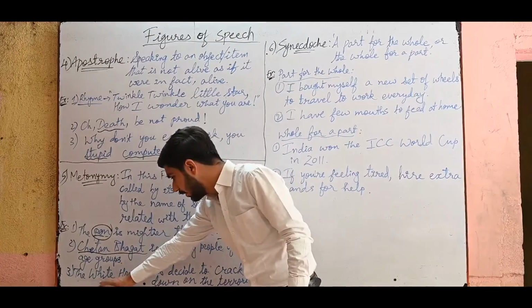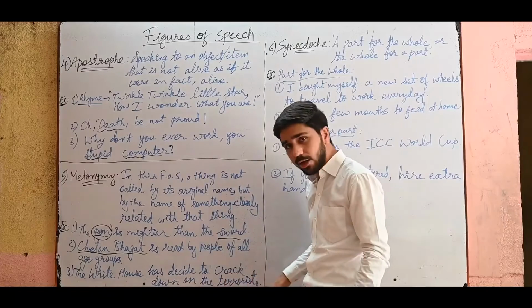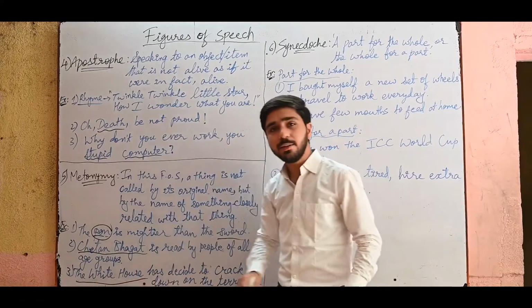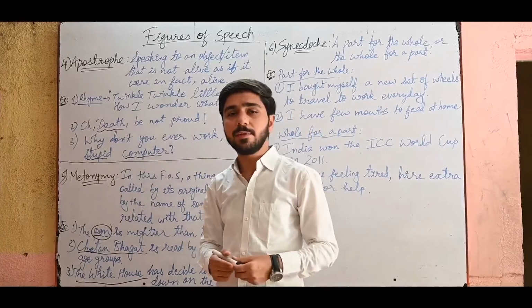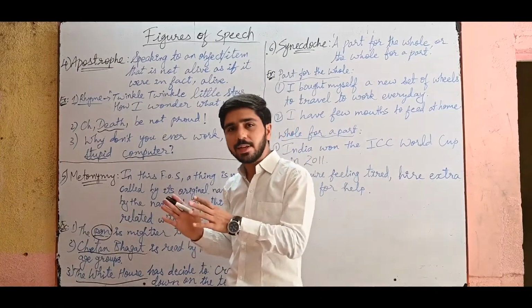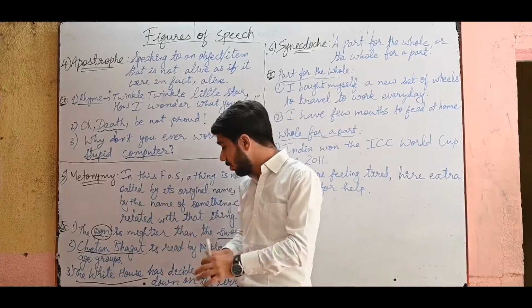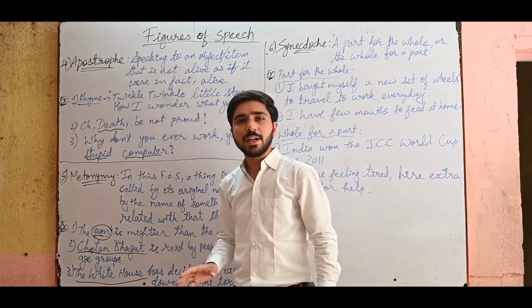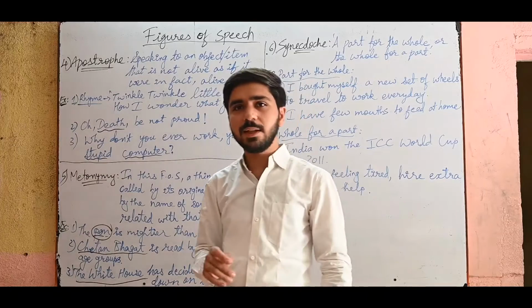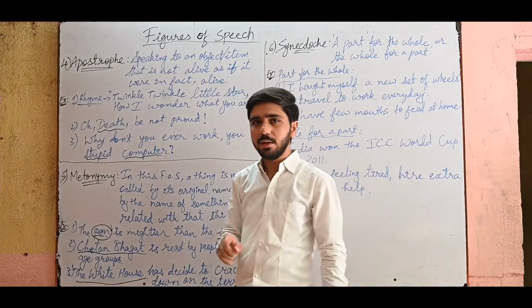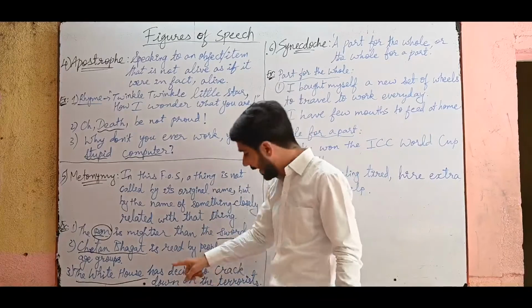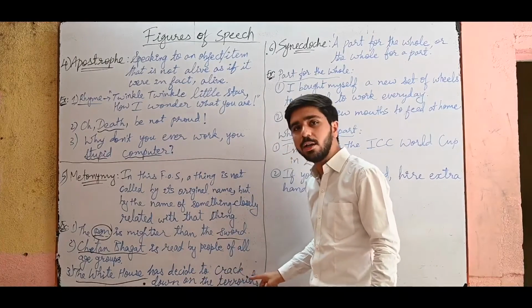Next, the White House has decided to crack down on terrorists. Now, students, we all know that the White House is in the US, and the president of the US, whoever is the president, stays in the White House. So here, the White House has decided to crack down on terrorists, meaning to attack them. But actually the house is a non-living thing. It cannot decide anything. A person who lives in the White House, the president of the US, has decided to crack down, to attack the terrorists.